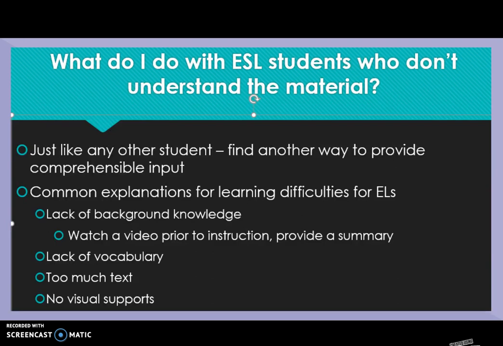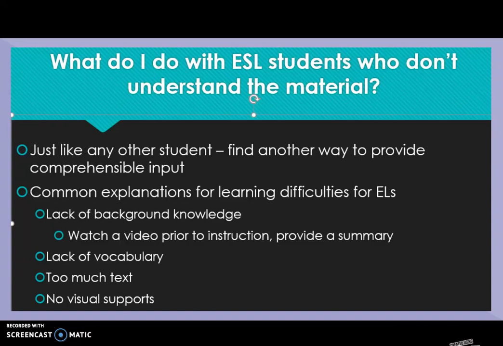One frequently asked question is, what do I do with students who don't understand the material? And my answer is, they're just like any other student. You need to find another way to provide comprehensible input. Some common explanations for learning difficulties for English learners is that perhaps they have a lack of background knowledge. We find this very often in social studies classes where they just don't have the learning that other students have had in the past. So things to prevent this would be watching a video prior to instruction, or perhaps providing a summary or a list of important information that these students need to know before you start a new concept.